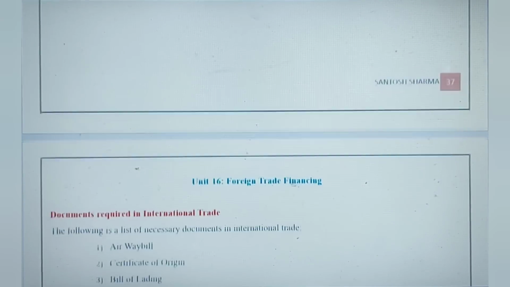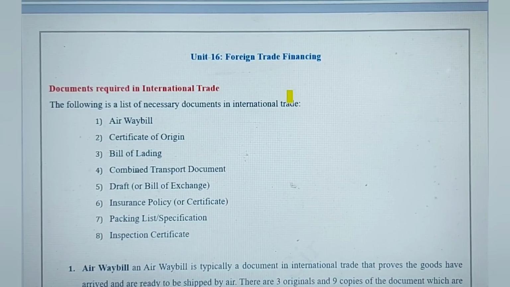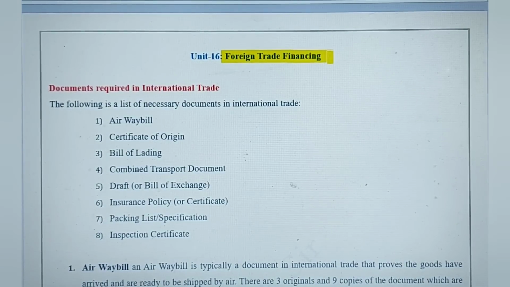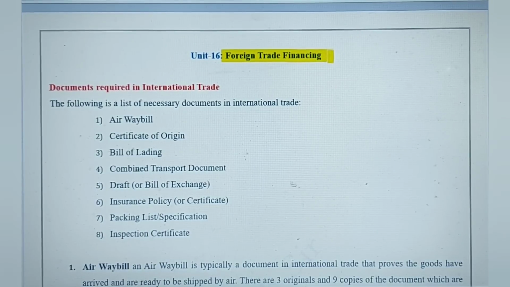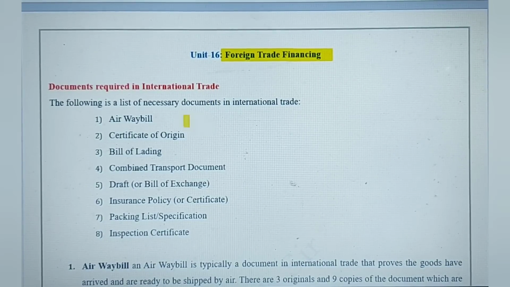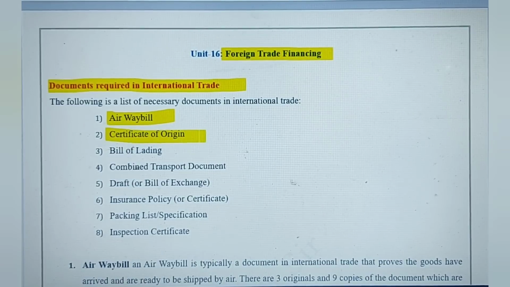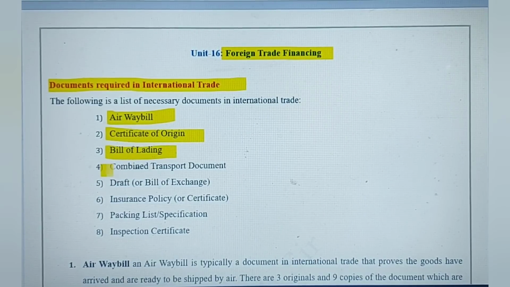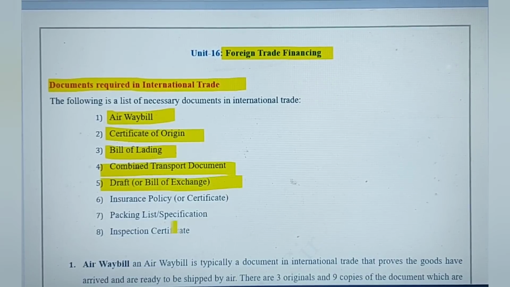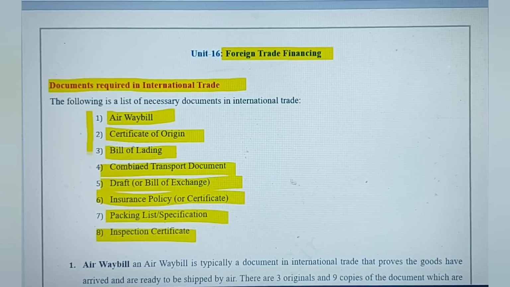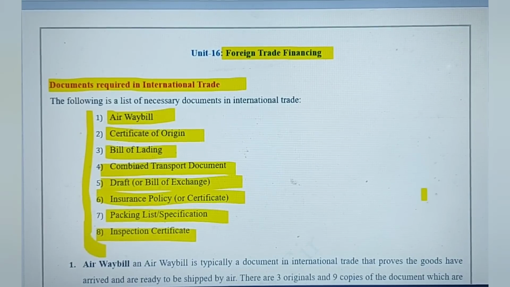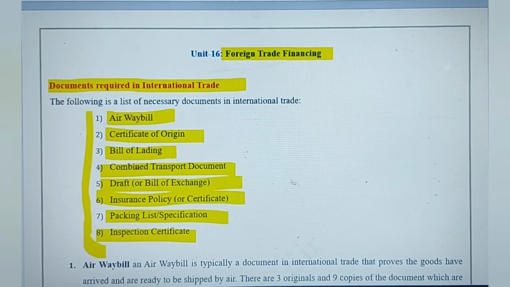Okay, the next unit is unit 16, foreign trade financing. How importers and exporters get finance to do international marketing. First of all, the documents which are required for international trade, you can do this question. These traders need air bill, certificate of origin, bill of lading, combined transport document, draft, that is bills of exchange, insurance policy, packing list and inspection certificate. All these points need to be explained neatly for the exams. Okay, this is a common question.